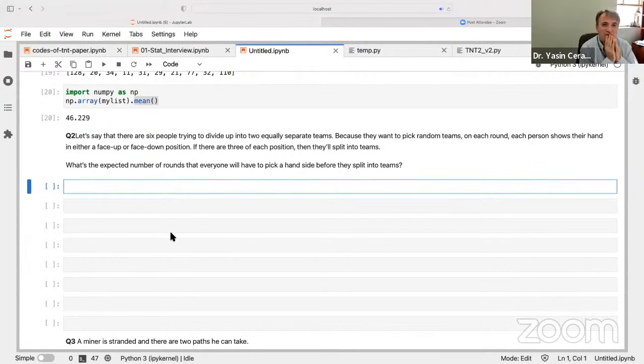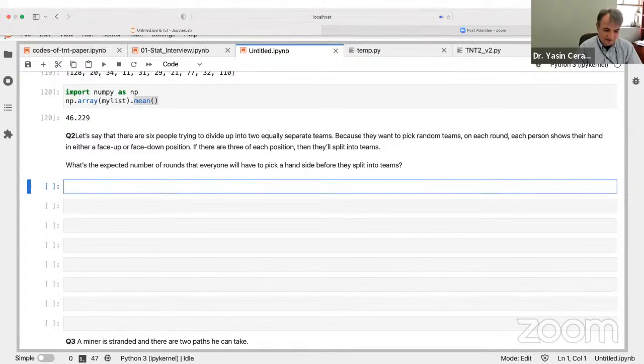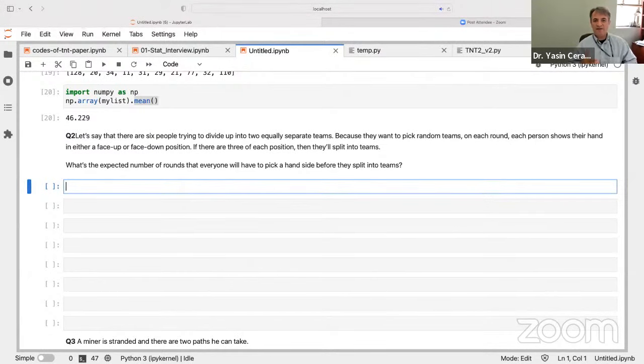Okay, so what is this question telling us? Let's say there are 6 people trying to divide up into 2 equally separate teams, because they want to pick random teams on each round. Each person shows their hand in either a face up or face down position. So there are 6 people, and they just show their hands up or down.